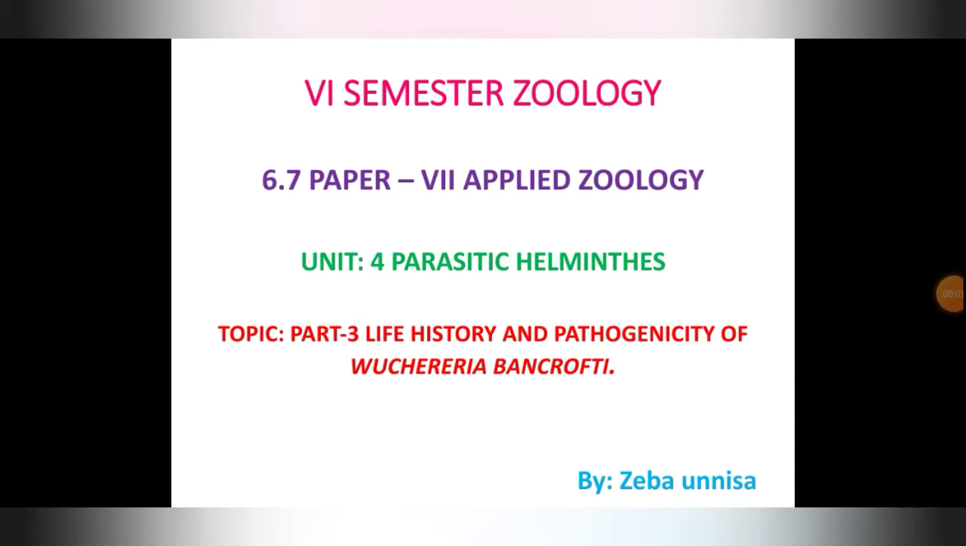Students, so we'll start with your classes. Online classes today. I will be starting with part 3 of unit 4, parasitic helminths. The part is life history and pathogenicity of Wuchereria bancrofti. We have been studying the life history and pathogenicity of the other two worms, the helminths, in the last two parts, that is part 1 and part 2.